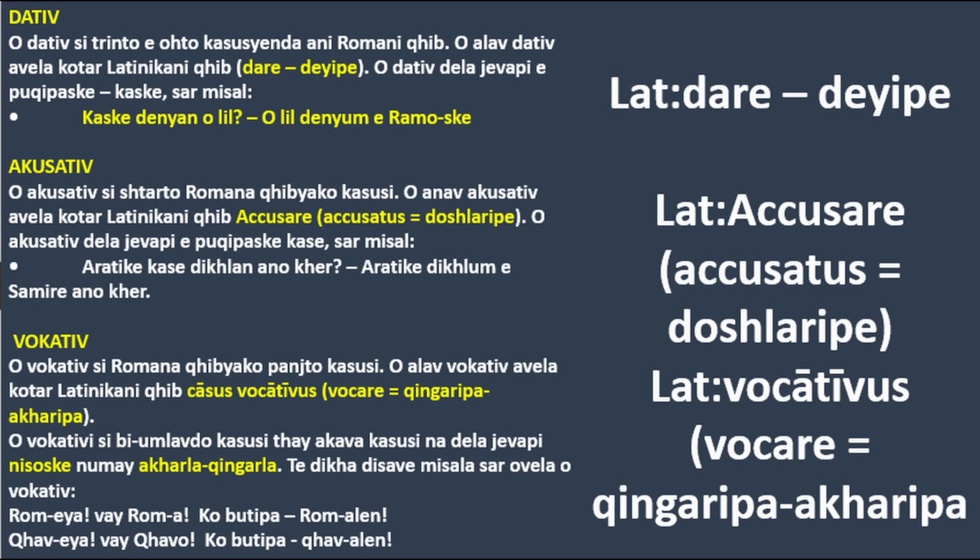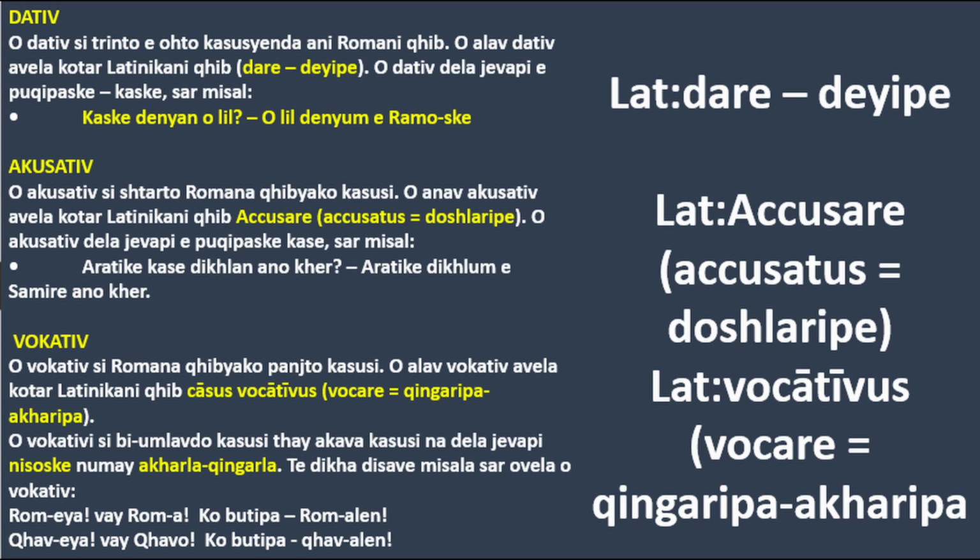Accusative. The accusative is the fourth case in the Romani language. The word accusative derives from the Latin language, accusare, accusatus, to accuse. The accusative responds to the question whom. For example, RTK case diklan anno kher. RTK diklam e samire anno kher. Whom did you see last night in the house? I saw Samir last night in the house.